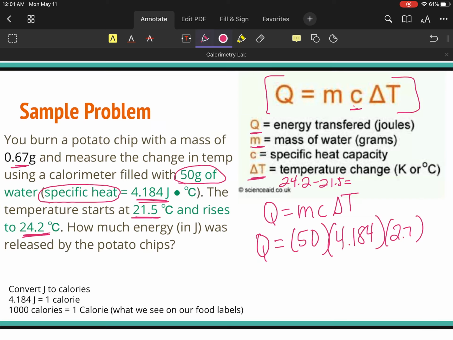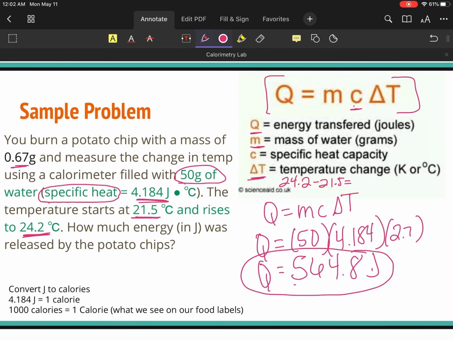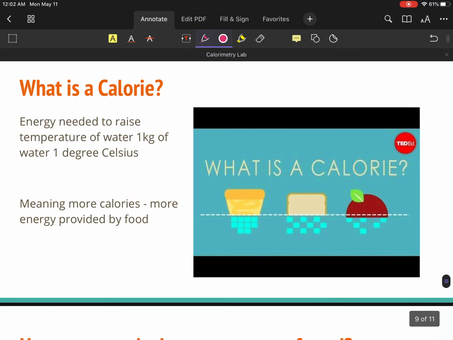Now all I have to do is multiply out all my numbers. So 50 times 4.184 times 2.7, and I end up with 564.8 joules. So this is how many joules were in our food, in our Cheeto or potato chip. So all I did was plug it in.